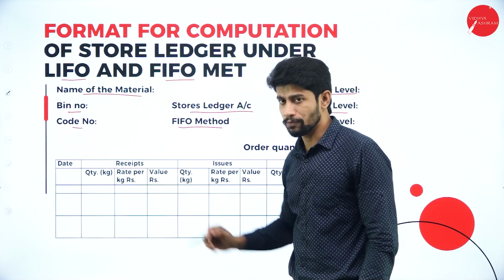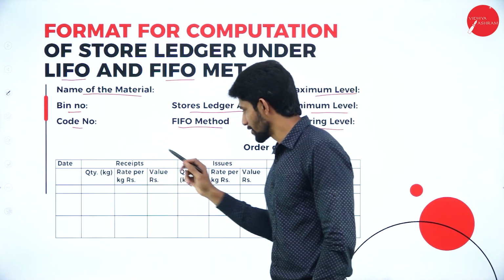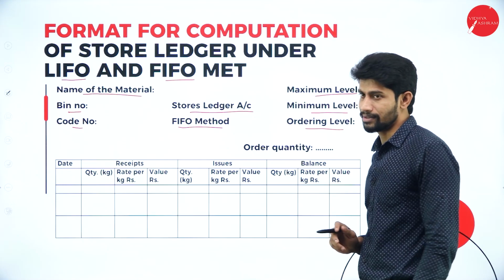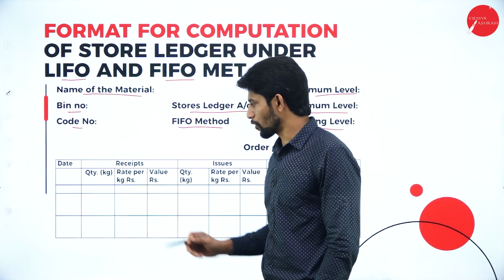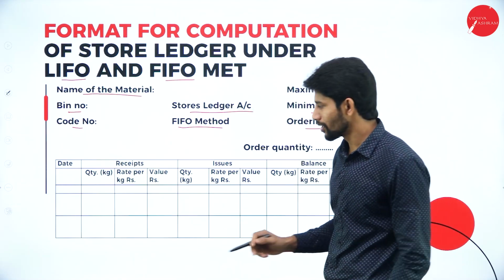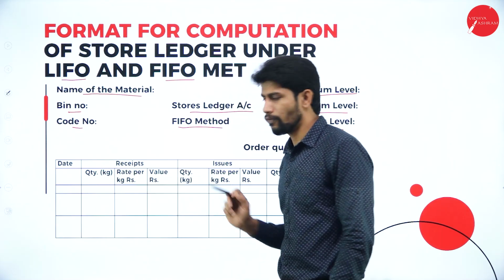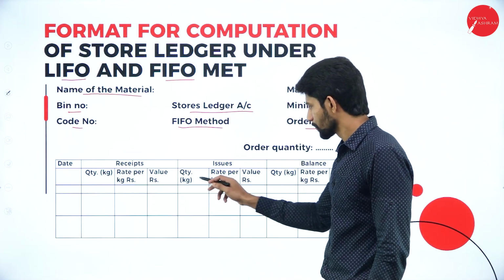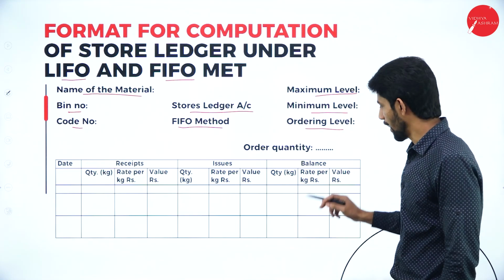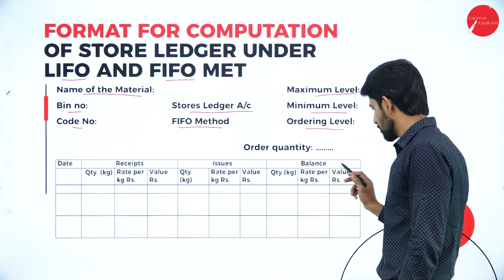And you are supposed to put the format: date, receipt, issue and balance. In the receipt column, you are supposed to make 3 columns, that is quantity, rate, value. And again the issue column, quantity, rate, value. And under the balance column, quantity, rate, value.